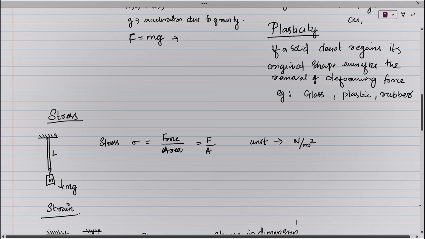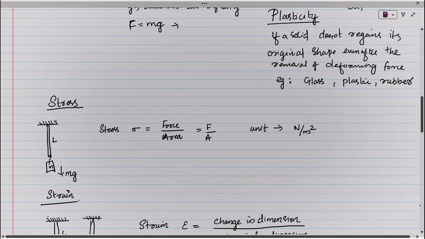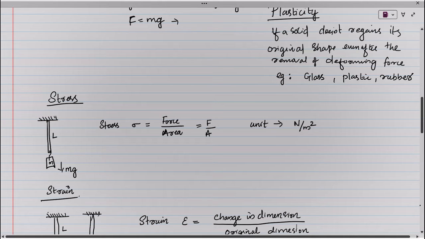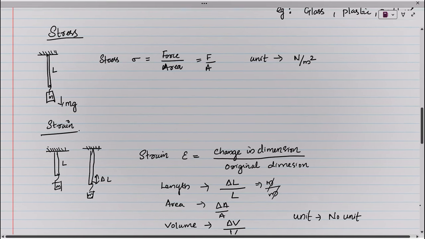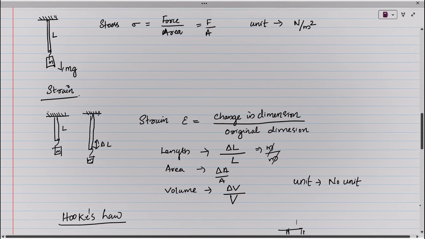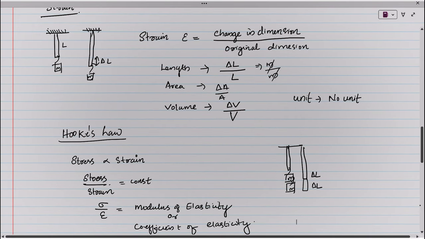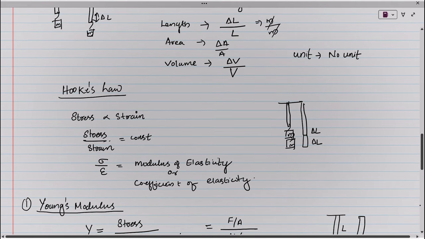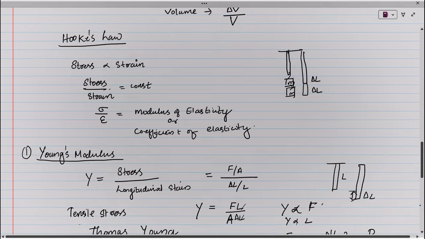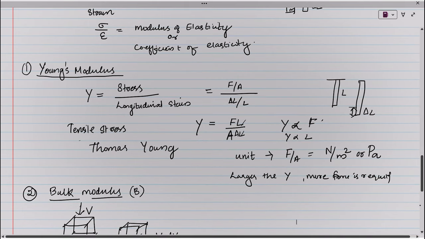Also, what is plasticity? The opposite of elasticity is plasticity. If a body doesn't regain its original shape even after removal of the deforming force, it is called a plastic body. Then we have to define the two physical quantities, stress and strain. Stress is the force per unit area, and its unit is Newton per meter square. Strain is the change in dimension by original dimension. Connecting these two, Hooke's law states that stress by strain is a constant. That constant is called modulus of elasticity or coefficient of elasticity.